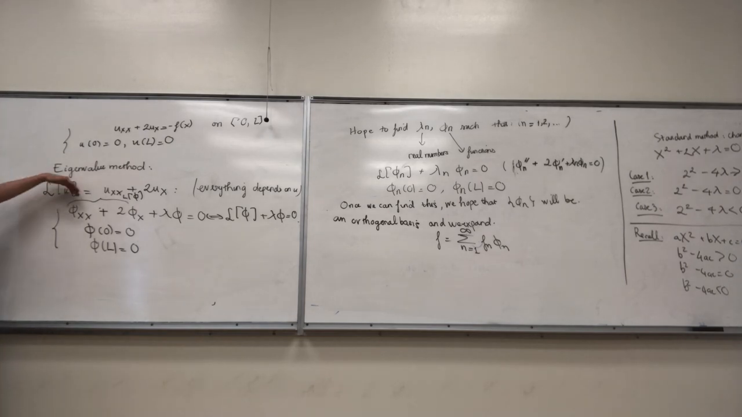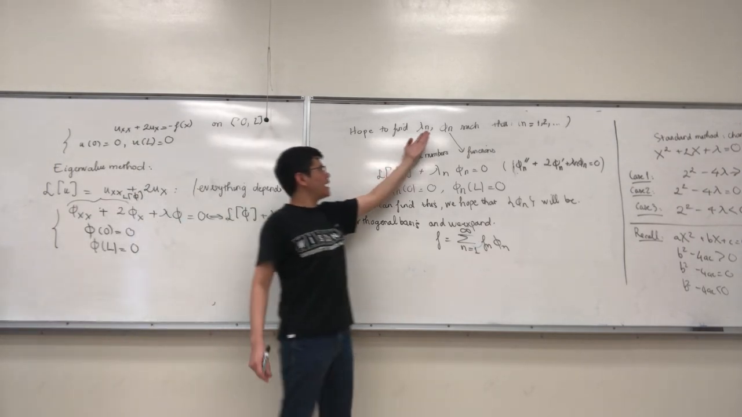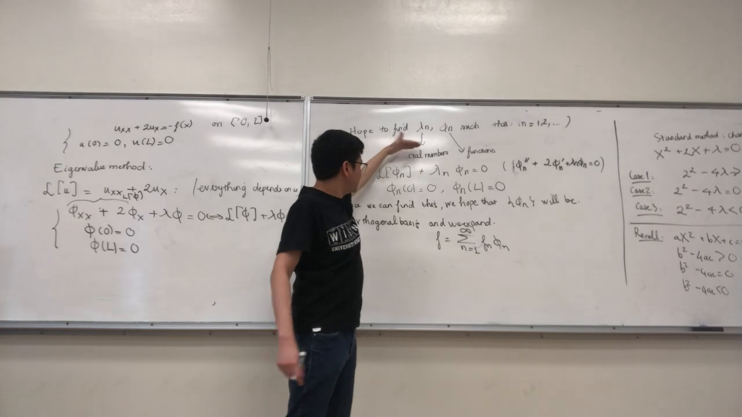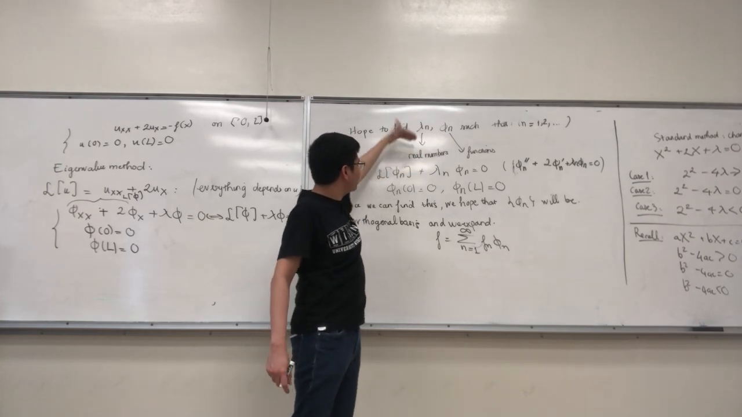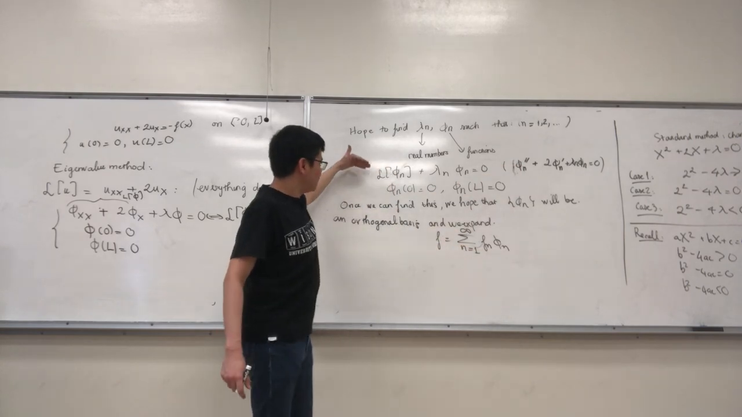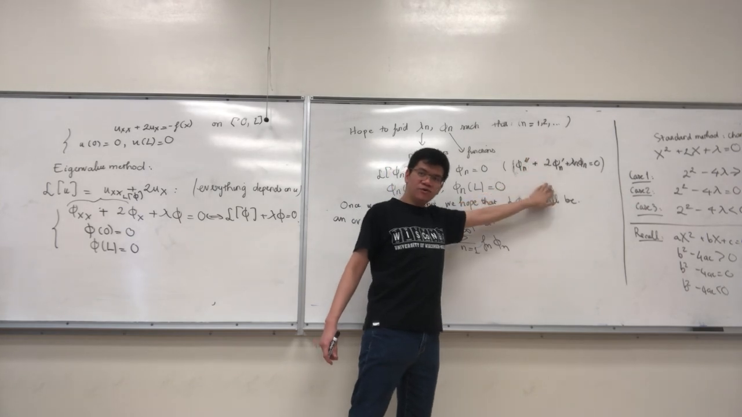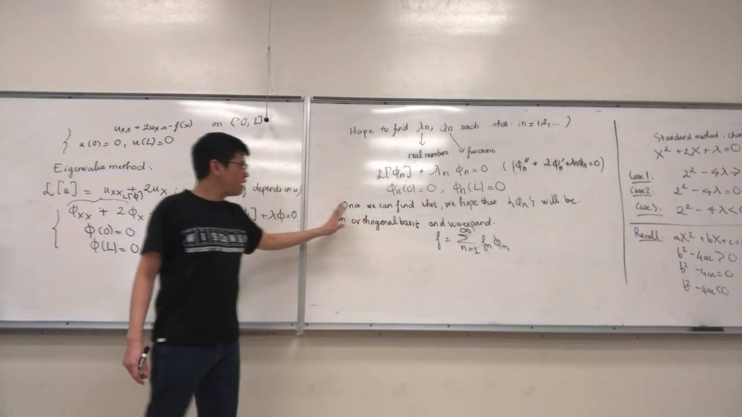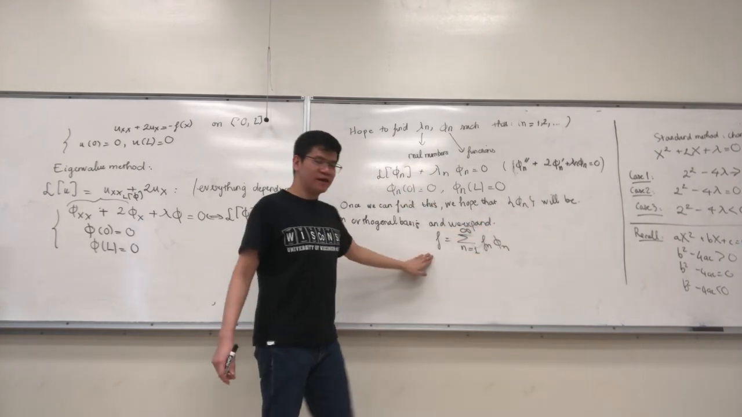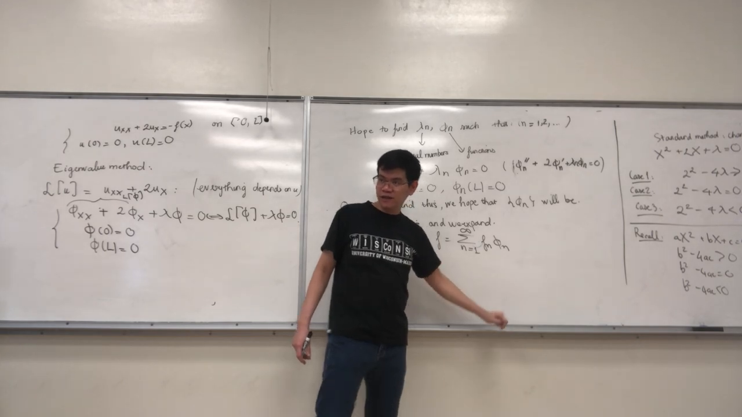So the point here is to find all of the lambda n and phi n. Lambda n are the real numbers, which are the eigenvalues, and phi n will be the eigenfunctions or eigenvectors. What you try to do is to solve this system. When you solve this system, you can find an orthogonal basis, and because of that, you can expand f in terms of all of those eigenfunctions, all right?